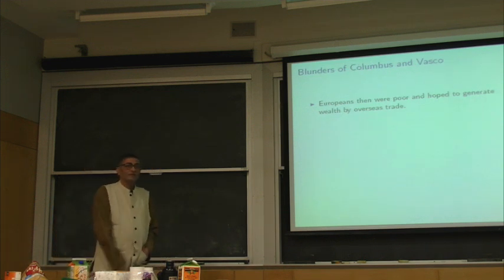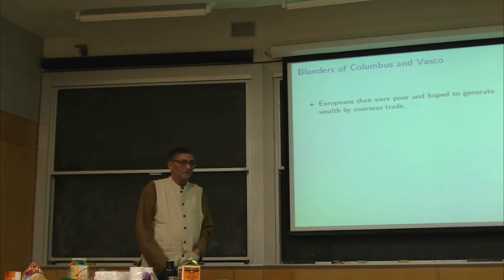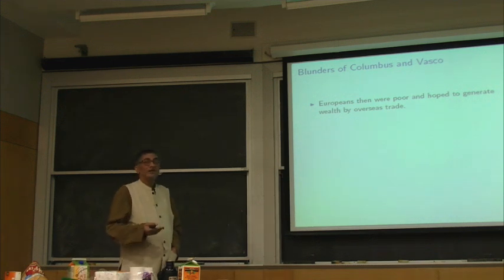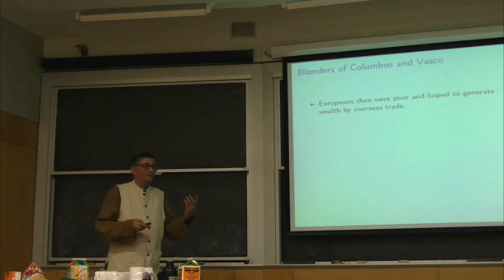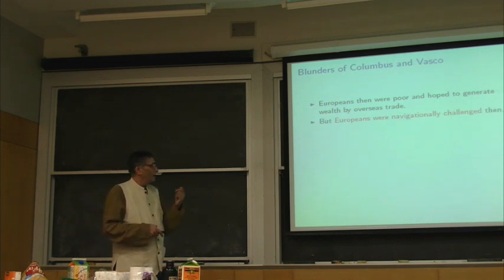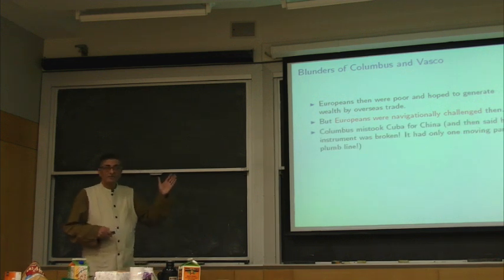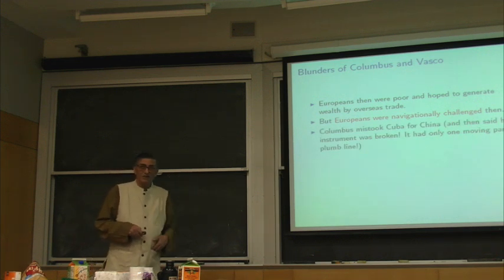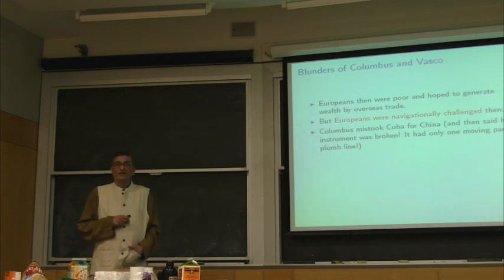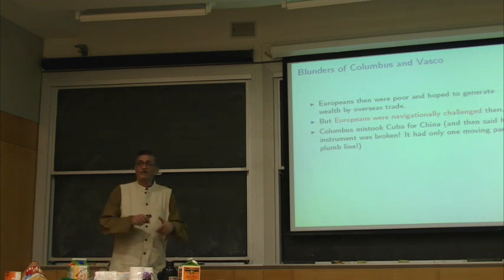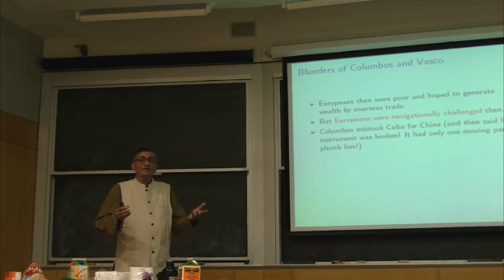So now let's look at European navigational knowledge. Columbus and Vasco were navigationally challenged. They came to India for trade, they were poor, we know that. And they were navigationally challenged. I'm just giving an example. There are more details in my book, Cultural Foundations of Mathematics. Columbus mistook Cuba for China. He did that twice. And then he wrote that the instrument is broken. How can the instrument be broken?